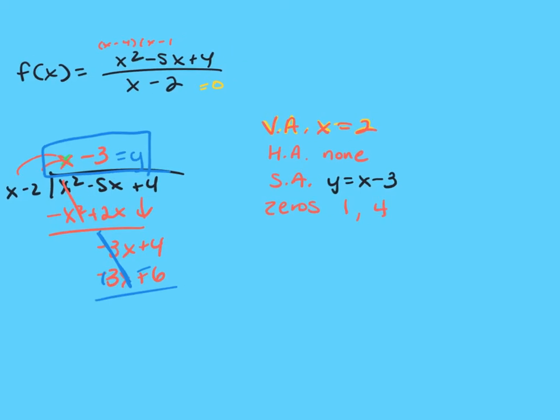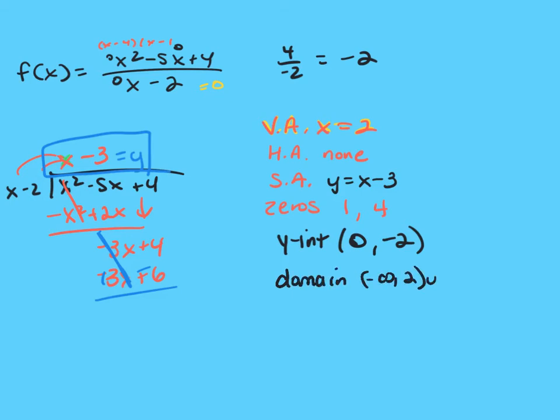How come there wouldn't be a horizontal asymptote? Because the exponent in the top is bigger than the one in the bottom. So remember, if they're the same, it's the leading coefficients; if the one in the top is less, it's 0; if the one in the top is more, there's none. Okay, y-intercept, plug 0 in, I'd get 4 over negative 2, negative 2. Remember intercepts are in coordinate point form, zeros are listed. Domain, negative infinity to 2, 2 to positive infinity, and there's no holes.